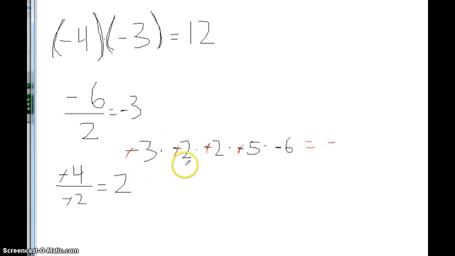And I believe 3 times 2 would be 6, times 2 would be 12, times 5 more would be 60, times 6 more would be 360. And it's going to be negative because every 2 cancel out. We still have 1 that never got canceled.